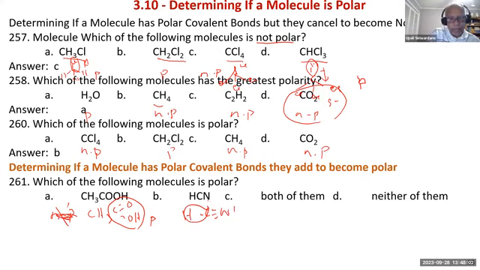Therefore, the negative N is here. Carbon has less electronegativity than nitrogen. Nitrogen is negative. This is polar. The HCN molecule is polar. Therefore, both of these structures, A and B, are polar, so the answer should be C.